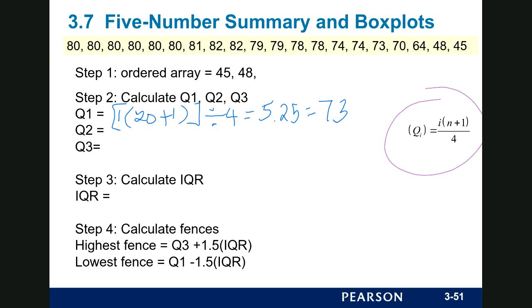Okay, Bipin, do you have Q2? So Q2 is i is 2 times N is 20 plus 1, this whole thing divided by 4. And what do you have for Q2, Bipin? So the position is 10.5. Yep, that's right. Which means I need to take the average of two values.